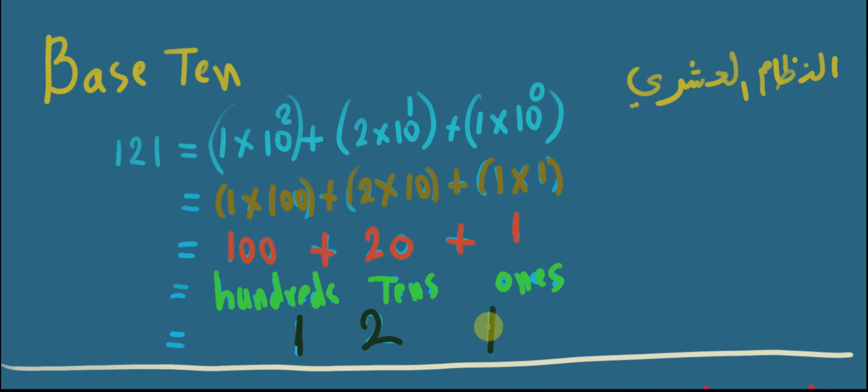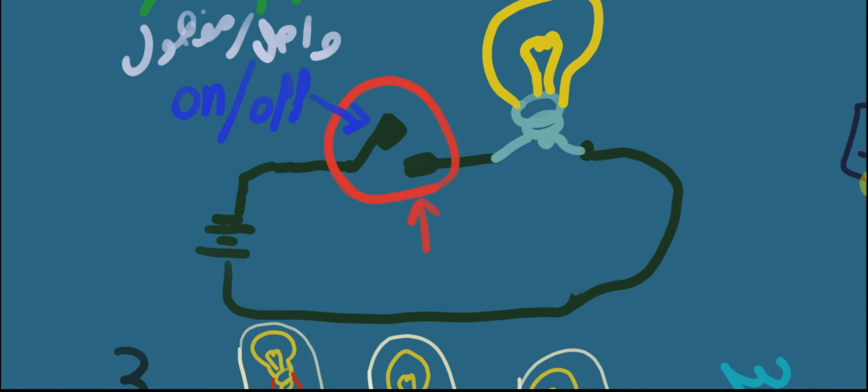When you get to 10, you jump to the next column. So this is the tens place until you get to 99, and when you want to go to 100, you jump to the next one. So this is the hundreds place. So where the number is placed, that's how we know its value. And all these are different ways to help us understand why we read this number as 121.